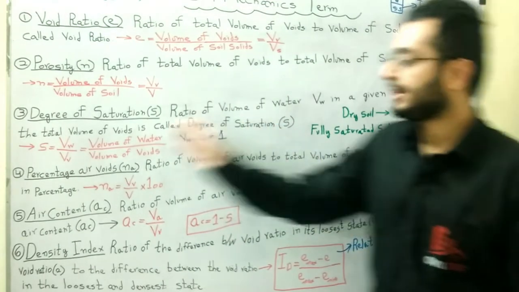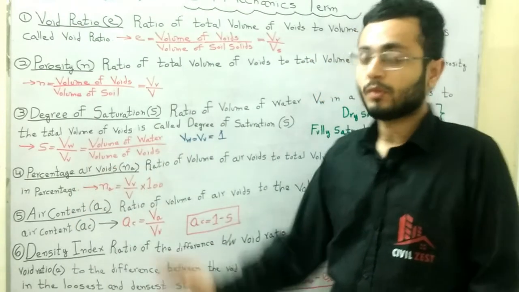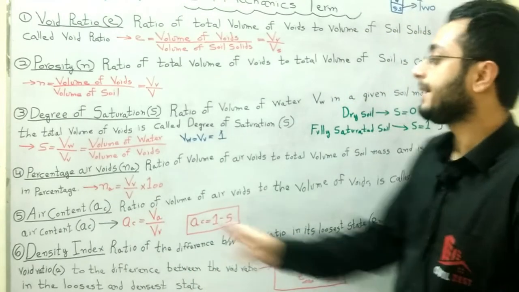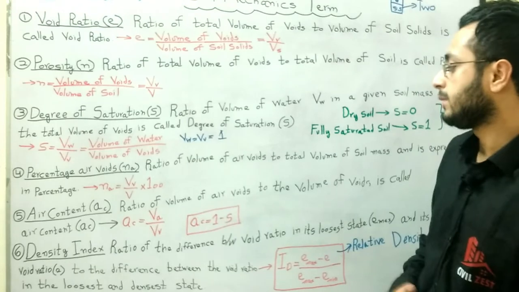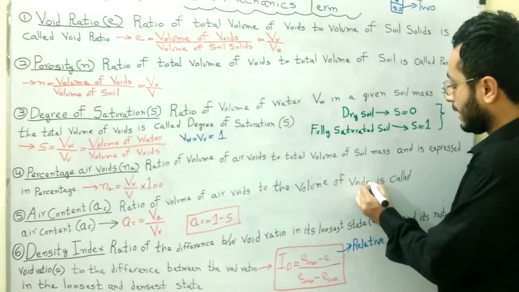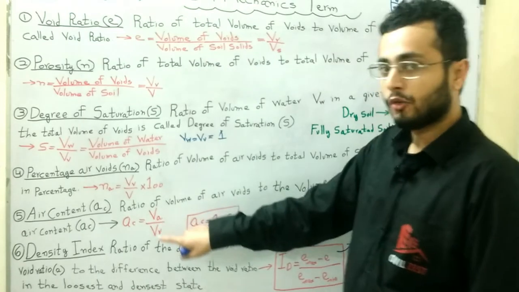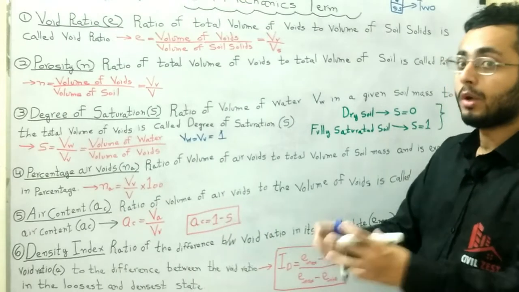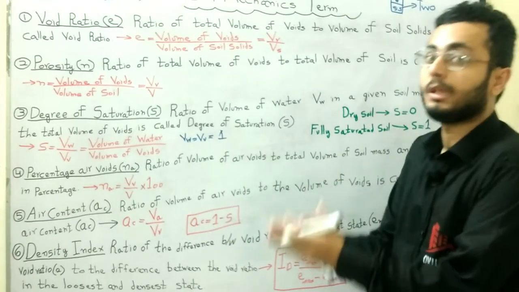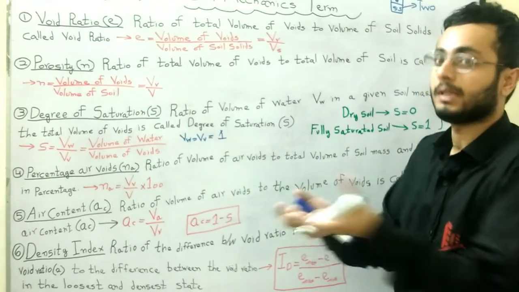After the percentage air voids concept, we will study air content, another term similarly related to air voids. It is represented by AC, and its definition is the ratio of volume of air voids to the volume of voids. So basically, it represents how much air there is in the voids of the soil sample, or how much of the voids is filled with air.